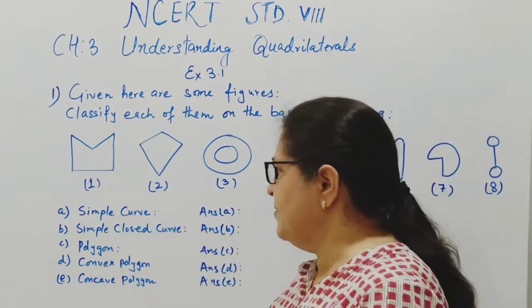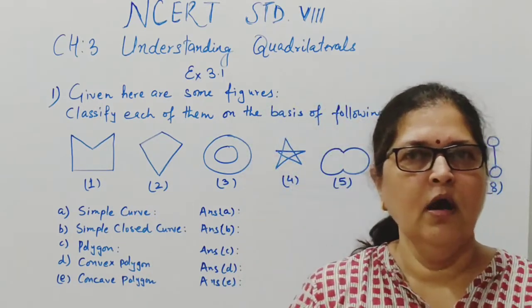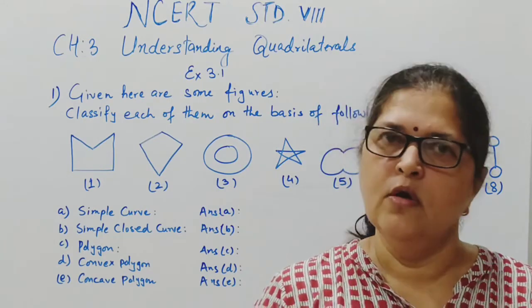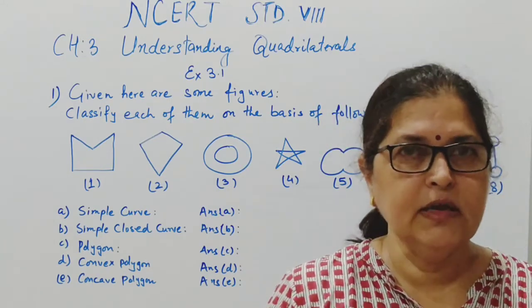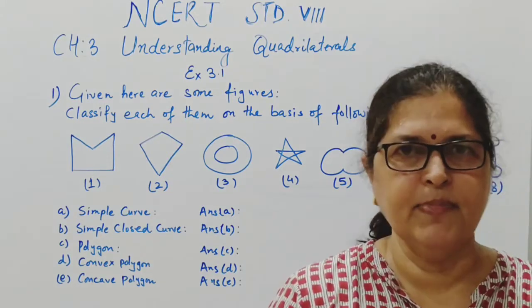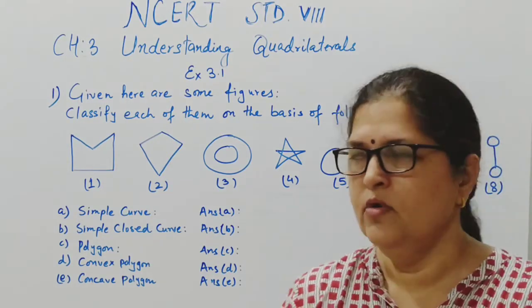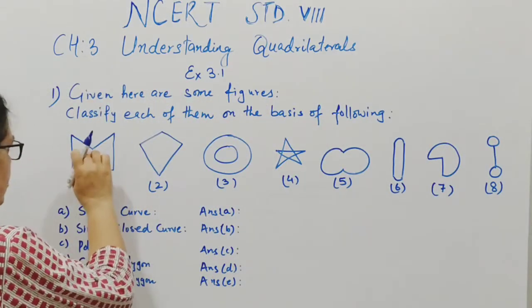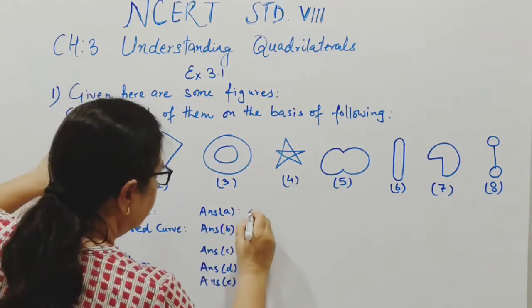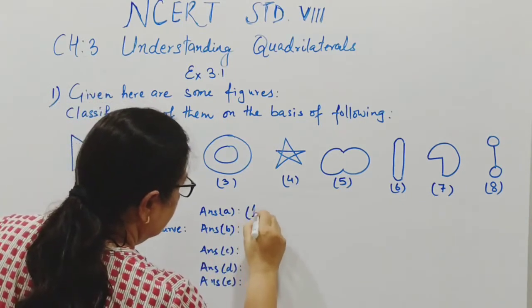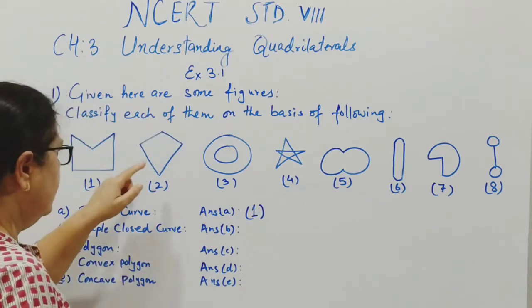So the first one is simple curve. What is a simple curve? A curve that does not cross itself is known as a simple curve. Before that we need to know what is a curve. Any drawing done without lifting the pencil is known as a curve. So let us check. First one can be drawn without lifting the pencil and it is not crossing itself. So it is a simple curve.